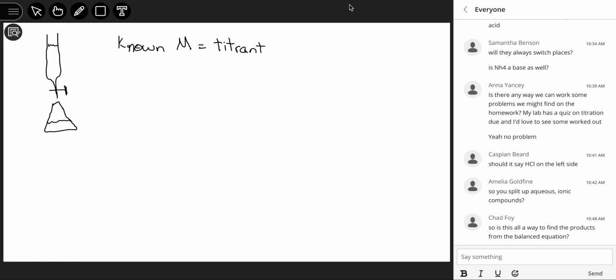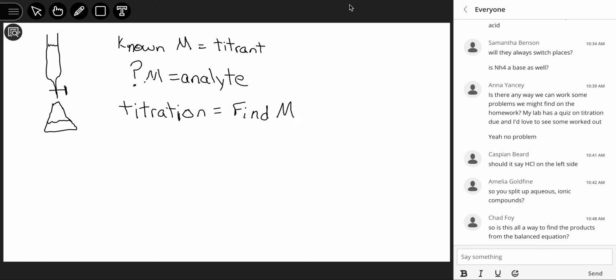That was one of the quiz questions. And then the other one, the one that you don't know the concentration of, that's the analyte, because we're analyzing it. And the whole purpose of a titration is to find the concentration. So we're going to find the molarity or concentration in whatever units we decided we wanted to work with.